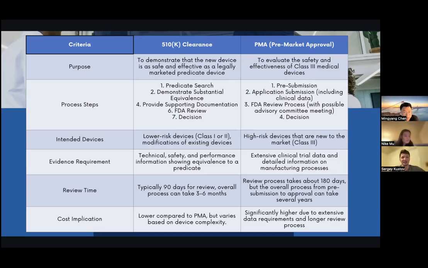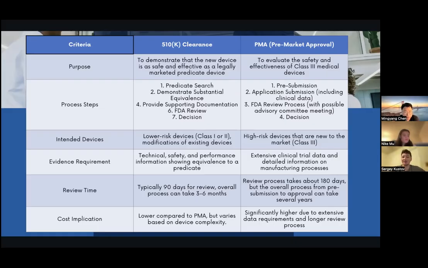The processing steps are a little bit similar, but a little bit different. For the 510(k) clearance, you do a predicate search: you have to look at other analog products currently on the market. You have to demonstrate substantial equivalence to that product, and provide supporting documentation showing that what your product is doing is what you're saying it's doing. After that, the FDA has to do a review, and then they give you their decision.